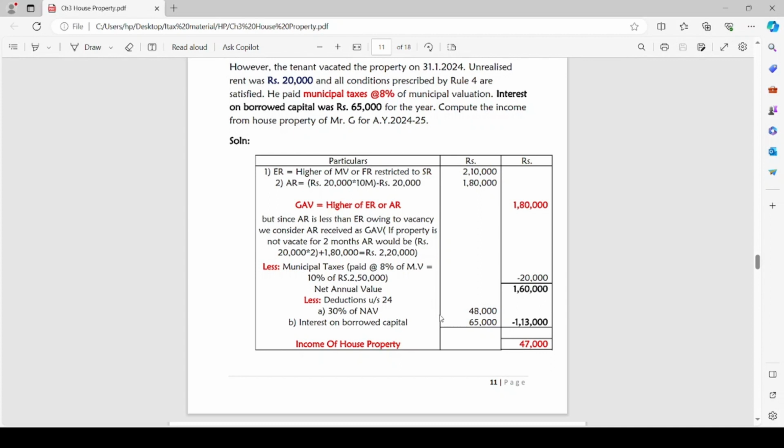The total deductions under section 24 stand at rupees 1,13,000. Deducting rupees 1,13,000 from the net annual value, which is rupees 1,60,000, we arrive at income from house property being rupees 47,000. So the income from the house property of Mr. G for the assessment year 2024-25 is rupees 47,000.